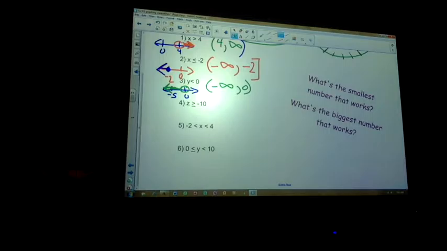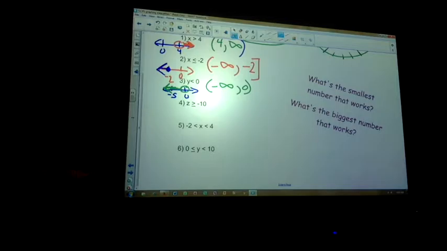Wait, so why didn't you put the square bracket on 0? Because we don't have the equal sign. Equal sign, so this on the bottom of it, right here, square. This, round. This, round.